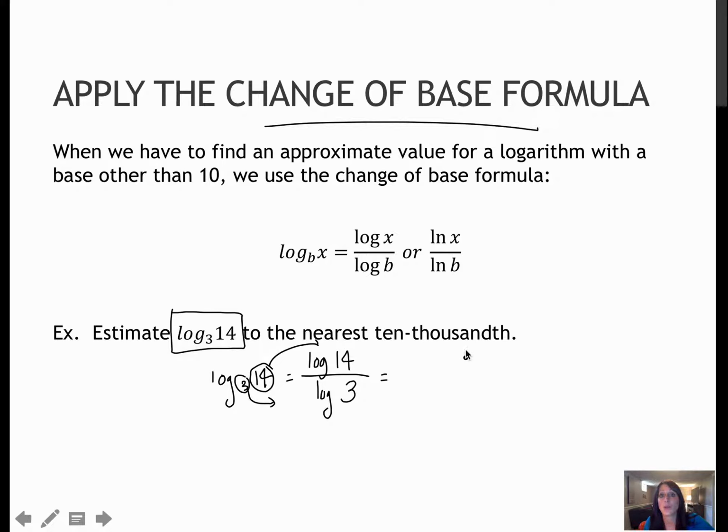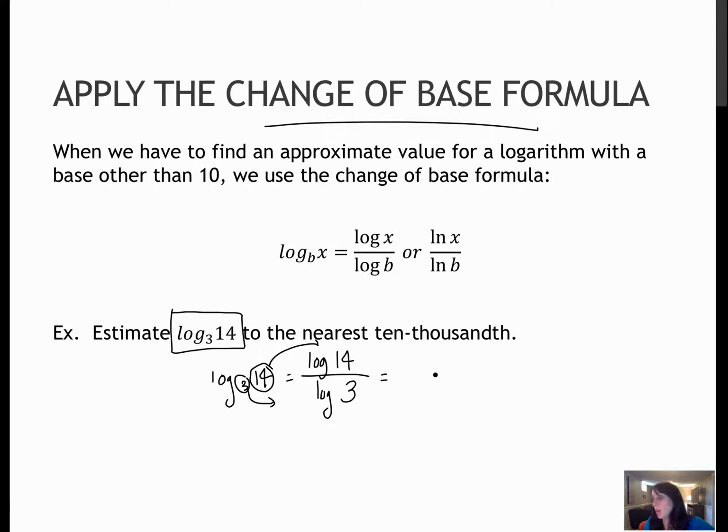What I find students are doing is they're finding the log of 14 and they're rounding it off to say 2 or 3 places, and then the log of 3 and rounding it off. And then now you've got 2 very rounded answers that you're trying to find another rounded answer for. So I would just do the whole value in your calculator.